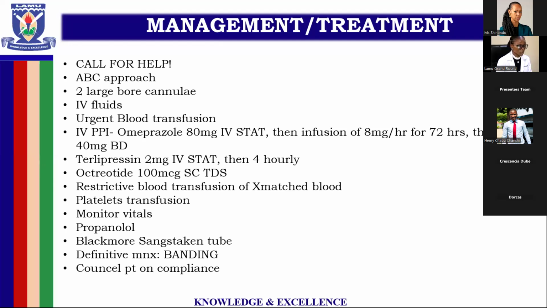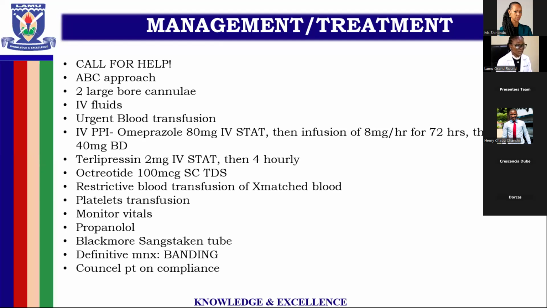So the first thing that we are going to do upon arrival with this patient is call for help. We are then going to do a quick assessment of this patient using the ABC approach. Under A, which is the airway, we just need to make sure that there is a patent airway. Under B, which is breathing, we are going to run this particular patient on 100% oxygen via nasal prongs at 3 liters per hour.